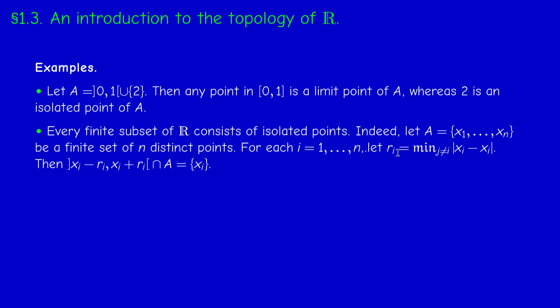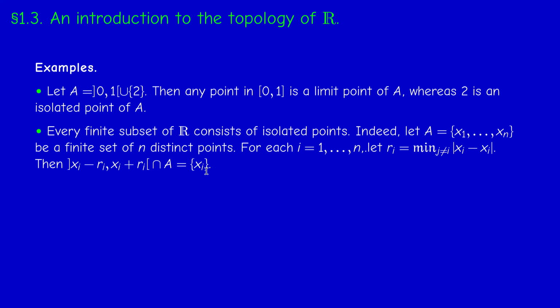Now, if you like, you can take r_i over 2, but this is really the biggest such. So the interval (x_i minus r_i, x_i plus r_i) meets A only at x_i. Why? Because if j is different from i, x_j cannot be here, because the distance between x_i and x_j is bigger or equal than r_i. So no x_j for j different from i can be here. So the intersection consists only of x_i.